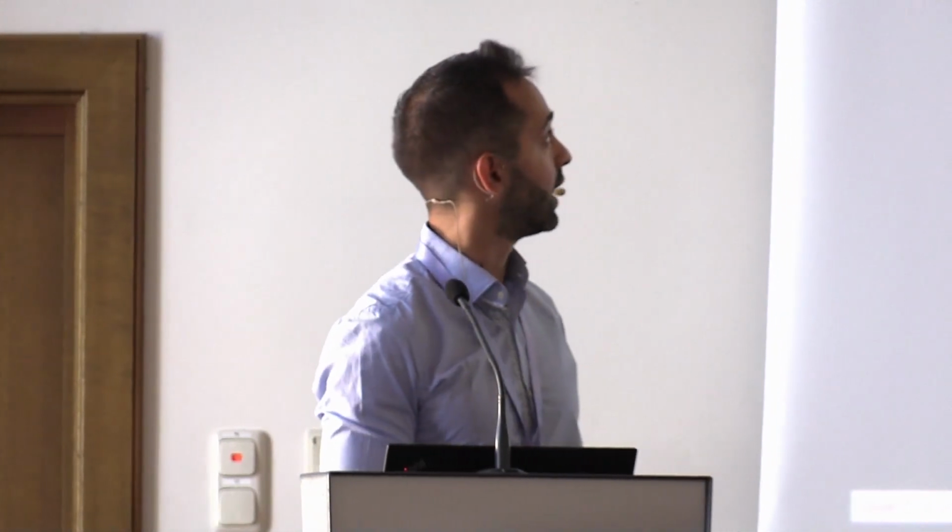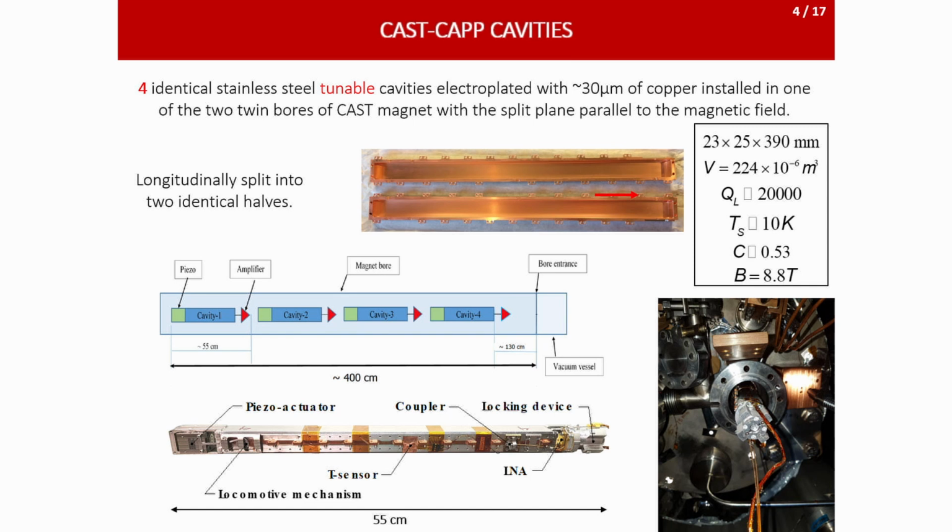I said before that when you go to higher frequencies, you have to have a smaller volume, and when you have a smaller volume, the axion signal power decreases. In order to mitigate this issue, we used not one cavity here, but four identical cavities, which were inserted one after the other inside one of the two bores of the CAST magnet. You can see here some characteristic numbers of the cavities. We had a loaded quality factor of around 20,000 and a noise temperature of less than 10 K.